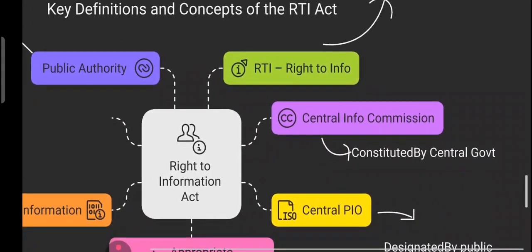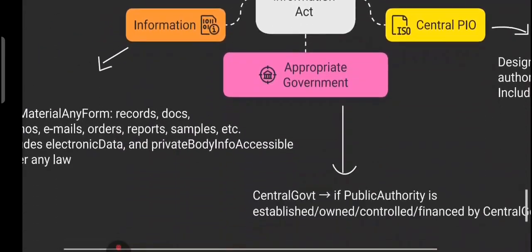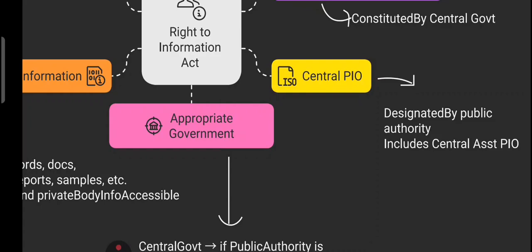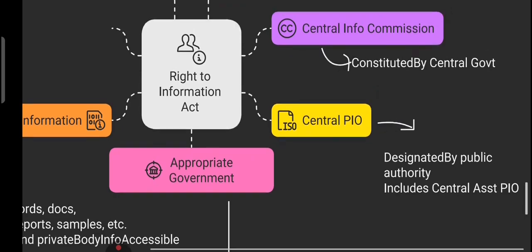Now the question is, who is responsible for providing this information? Very, very important. Each public authority designates a CPIO or PIO, whatever we call it. CPIO means Central Public Information Officer. Each public authority designates a CPIO, and this officer processes your RTI request.